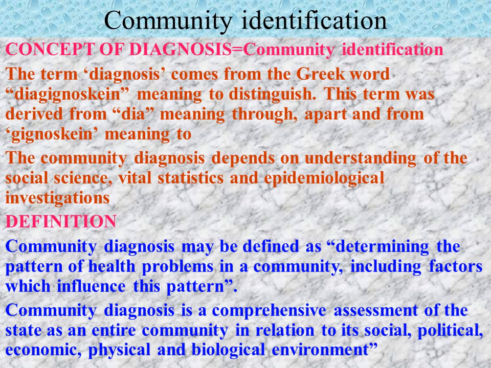Today we see community identification. It is almost equal to the concept of diagnosis. The term diagnosis comes from the Greek word diagnosiken, meaning to distinguish. The term was derived from dia, meaning through, apart from, and gnoskin, meaning to know. Community diagnosis depends on understanding of social science, vital statistics, and epidemiological investigation.